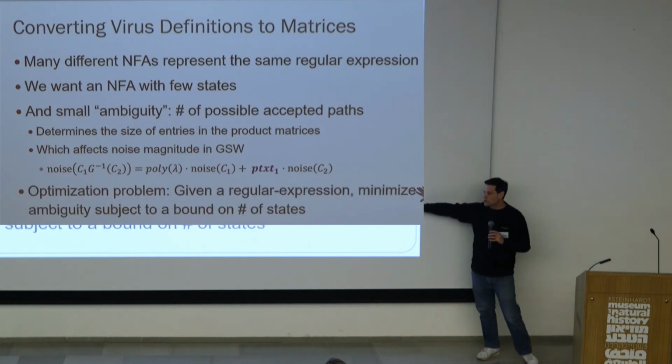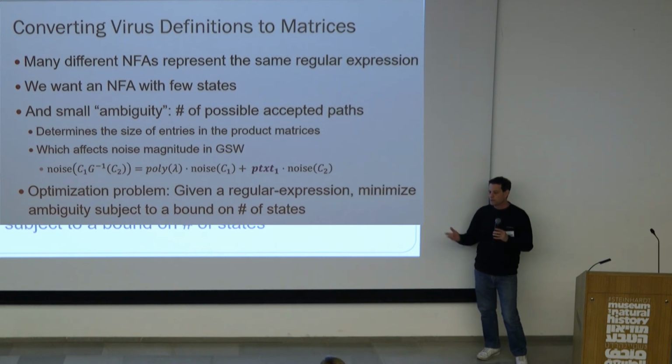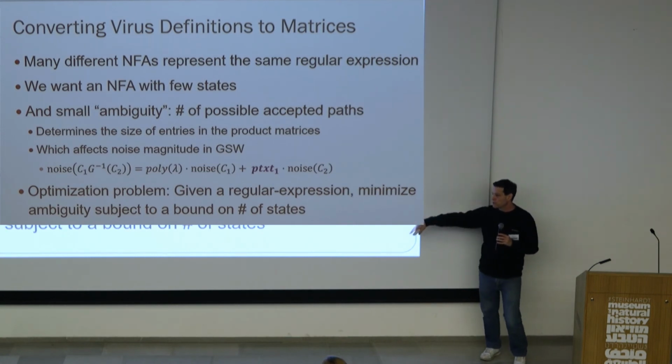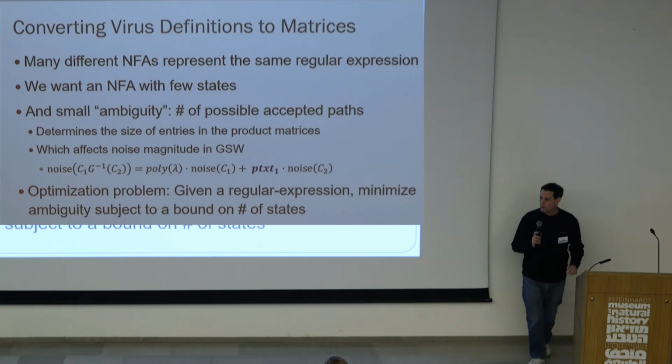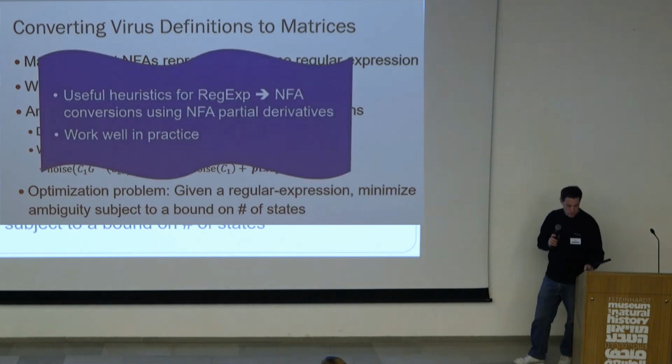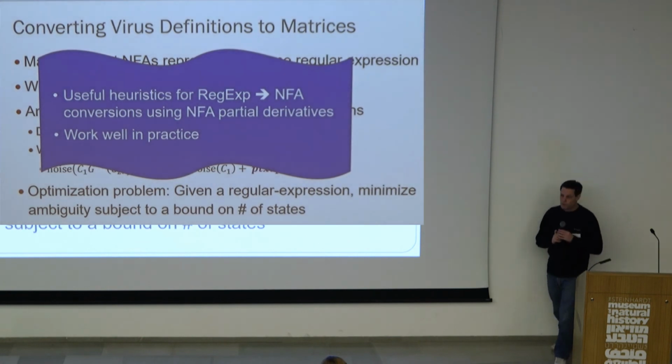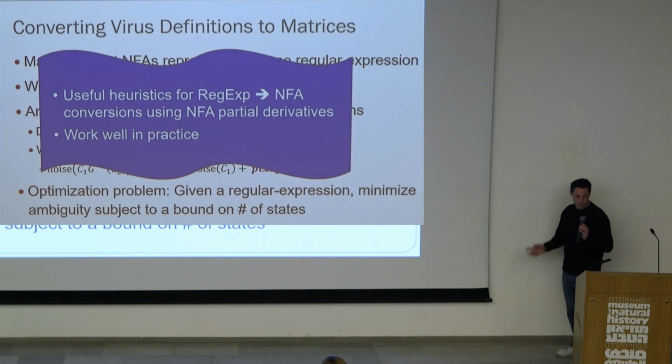There is an optimization problem that you need to try to solve: given a regular expression and some bound on a number of states, find me a non-deterministic finite automata that minimizes the ambiguity. That thing is, as you can expect, an NP-hard problem, but there are useful heuristics to solve it, like taking partial derivatives of NFAs with respect to the different alphabet outputs, and they work well in practice.